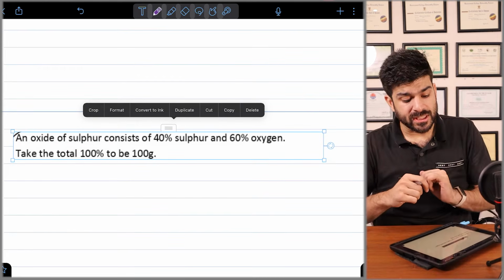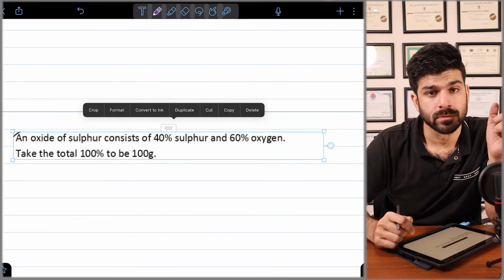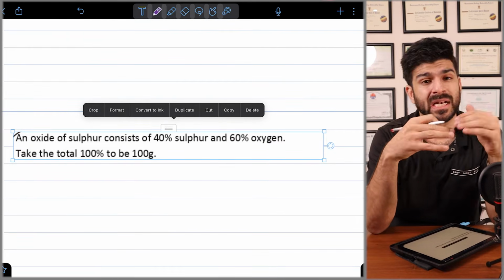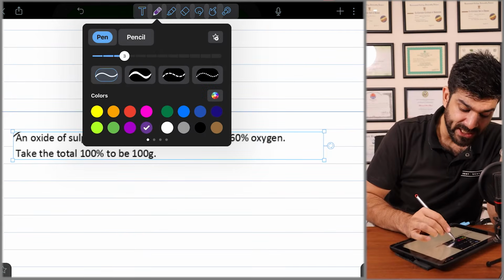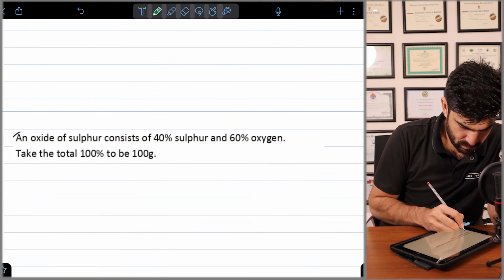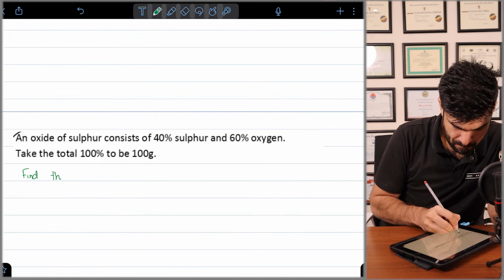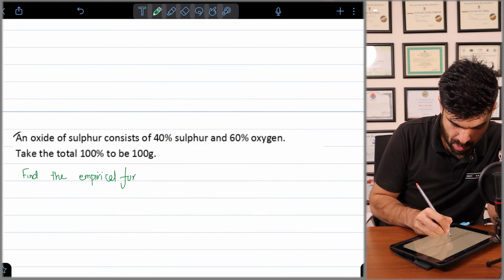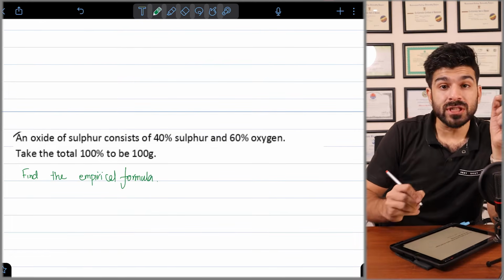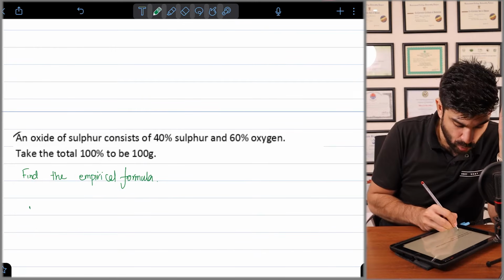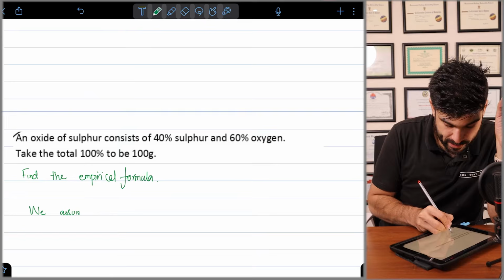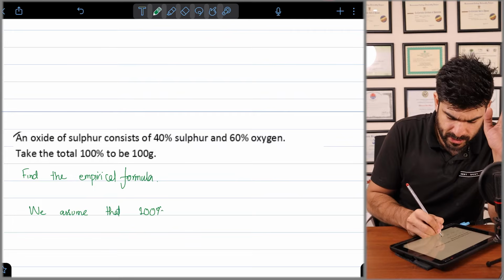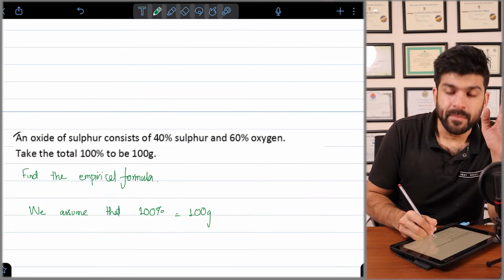An oxide of sulfur consists of 40% sulfur and 60% oxygen. Take the total 100% to be 100 grams. That is something which is written, but let me explain. Whenever you get a percentage and you have to find the empirical formula, know something for sure: it's a rule, we assume that 100% equals 100 grams. Why do we do that?